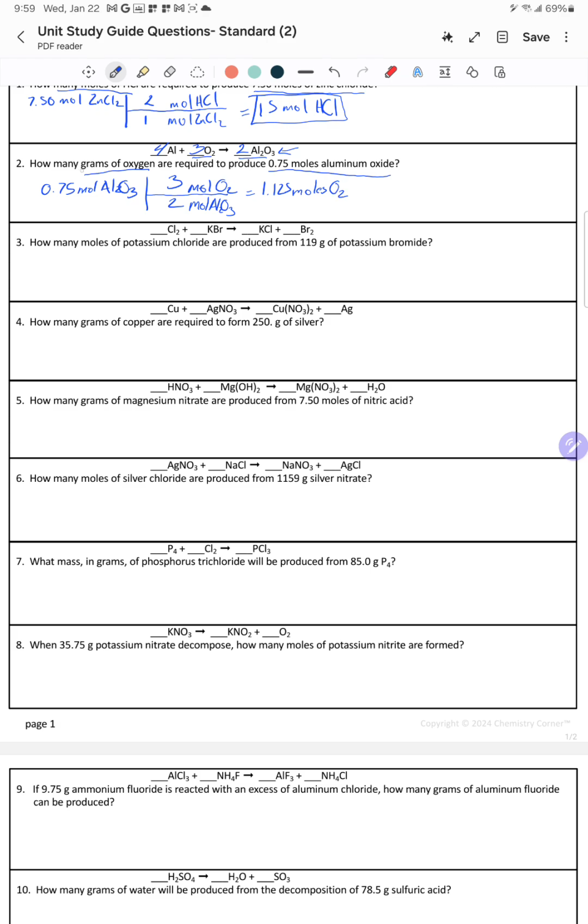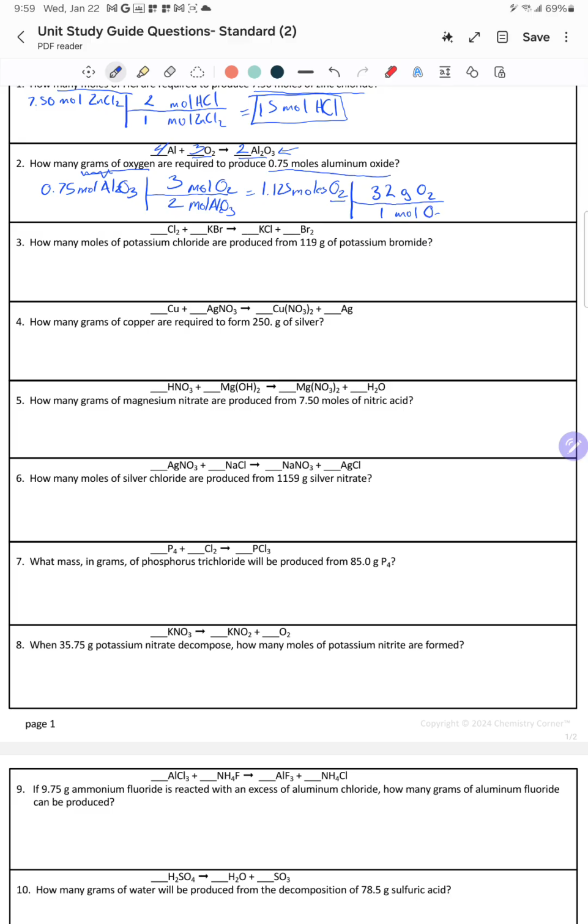Now, that's great, I have moles, but it wants grams. So I need to convert moles to grams. If you look at your mole wheel, going from moles to grams means I need to find my molar mass of oxygen. If you look at your periodic table, the mass for oxygen is 16. And since I have 2 oxygen, that means I need 32 grams of oxygen for 1 mole.